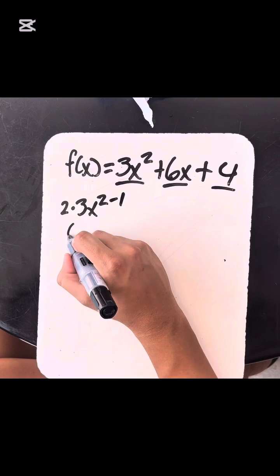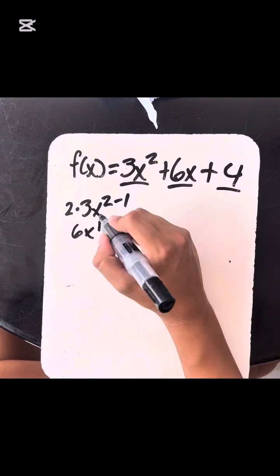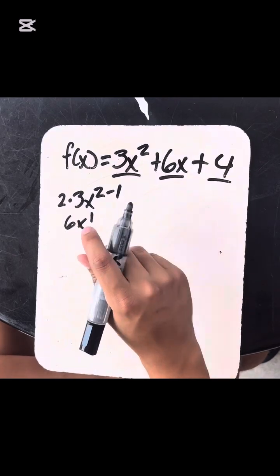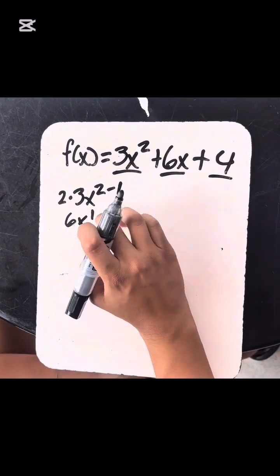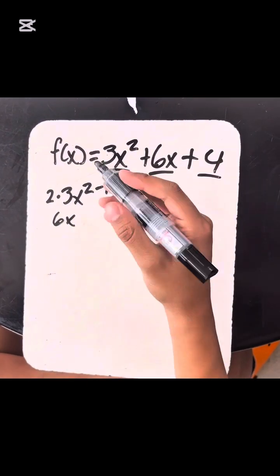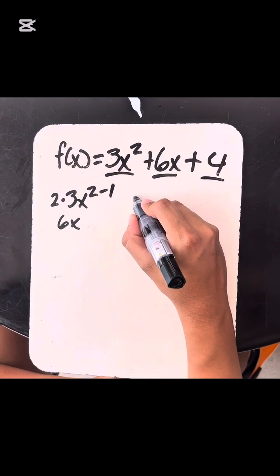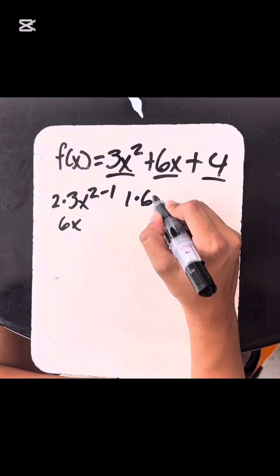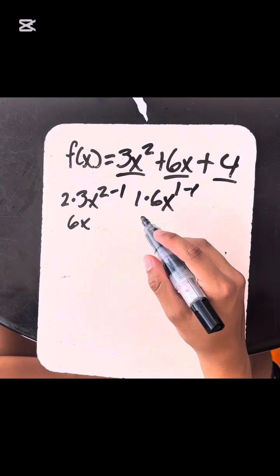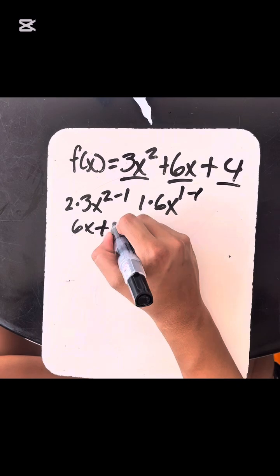So this would be 6x to the 1. We have 6x to the 1. We don't need to write the 1, so it would only be 6x. Then we're going to do the same for this one. We have 1 times 6, x, 1 minus 1. So this would leave us with only 6.